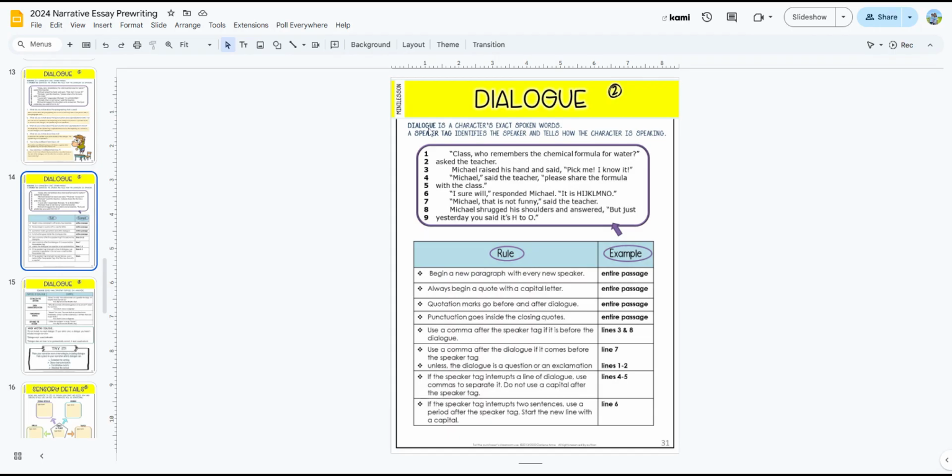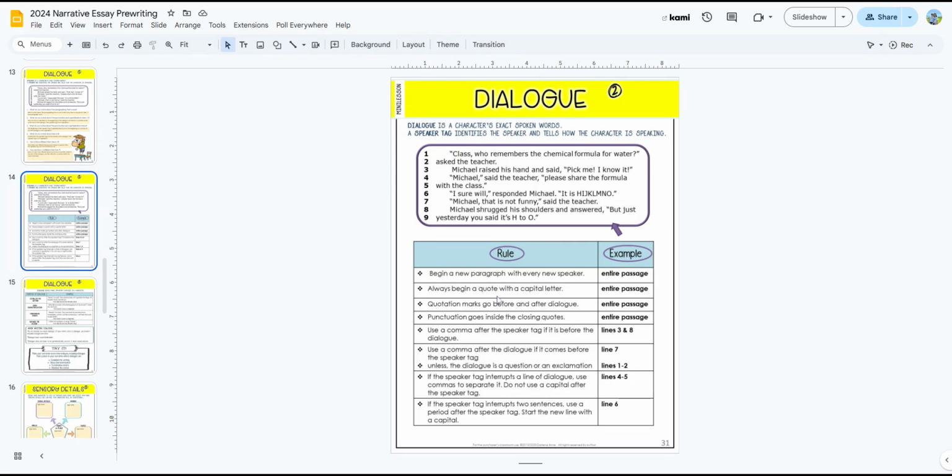So it says, dialogue is a character's exact spoken words. A speaker tag identifies the speaker and tells how the character is speaking. This is the same set of dialogue that we just read, but we have the rules here. In the entire passage, you'll see that you begin a new paragraph with every new speaker. You also always begin a quote with a capital letter. So every time we have that dialogue with the quotation marks, it always has a capital letter. This one is a name, this one is not.